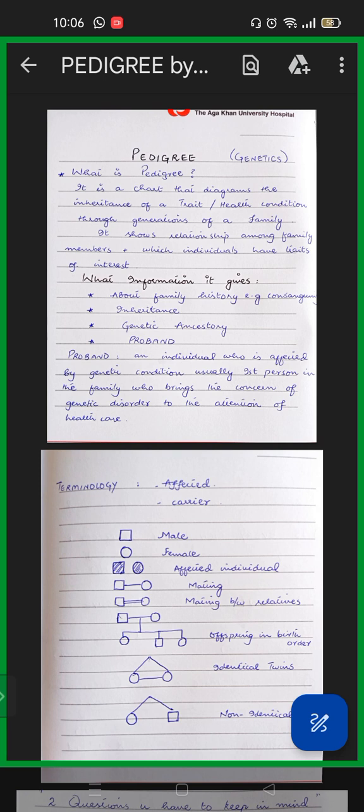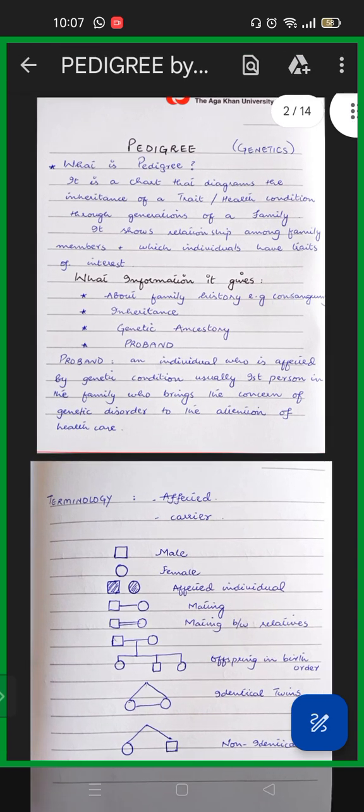First, it gives information about the family, that is about the consanguinity, about the inheritance, different traits like skin color, hair color, or any other phenotypes, genetic ancestry, and proband. What is a proband? A proband is an individual who is affected by a genetic condition, and he is usually the first person in the family who brings the concern of genetic disorder to the attention of the healthcare.